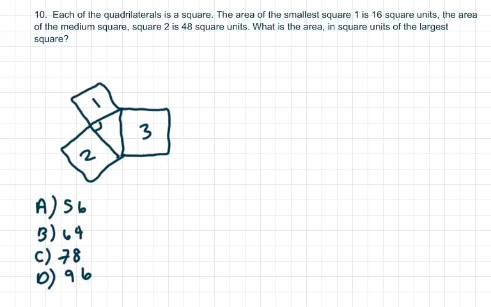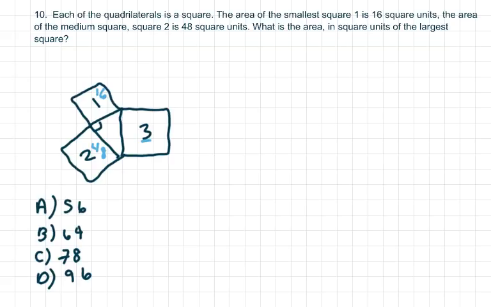The area of the smallest square is 16. So I'm going to put this as area 16. And the middle square is 48. And we want to know what this larger square is, number 3. So basically, sometimes working backwards is necessary to solve the problem. Here, we use the areas of the two smaller squares, square 1 and 2, to find the side lengths. So we're going to then work back in the opposite direction to find the area of the larger one, square 3.